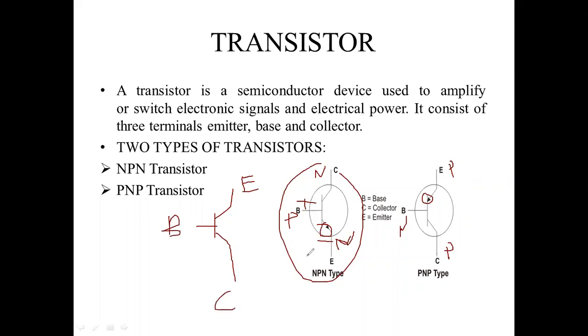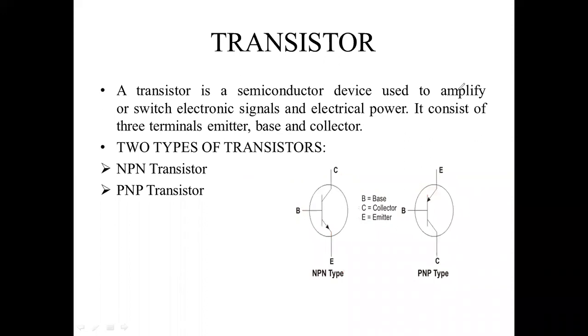Towards the emitter, we have to show the arrow mark. Just understand: for the PNP, the direction shown is emitter to base. For NPN, it is base to emitter. We have to show base to emitter. Why the current goes from base to emitter or emitter to base, we will discuss.